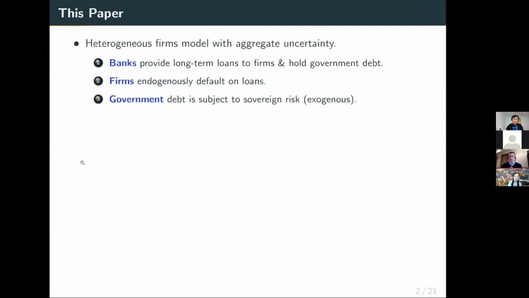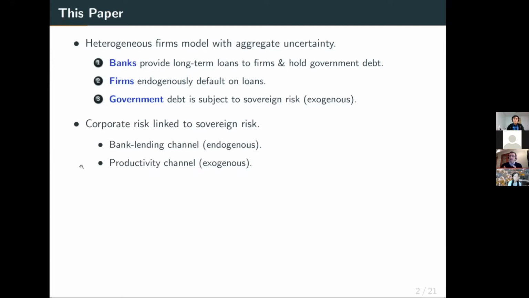What I'm going to do is to formulate a heterogeneous firms model with aggregate uncertainty. You can think of this as a closed economy in which there are three main sectors: the domestic banks, the firms, and the government. The banks are going to provide long-term loans to the firms, and at the same time they're holding government bonds. The firms take loans in order to finance their investment, but those loans are risky because these firms can endogenously and optimally default in the model. At the same time, the government debt is also risky, and for simplicity, I'm going to assume that the government debt is subject to an exogenous sovereign risk process.